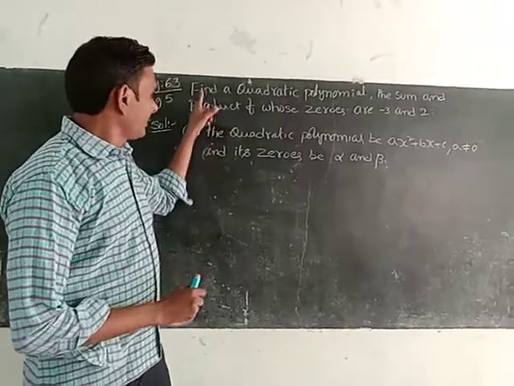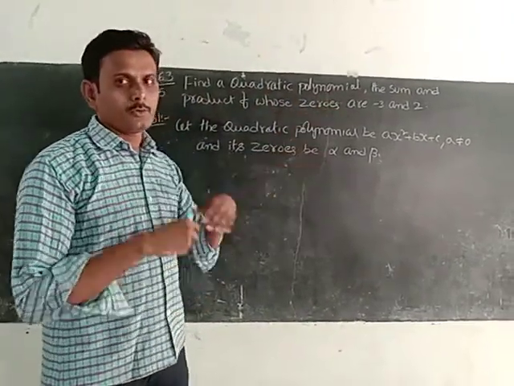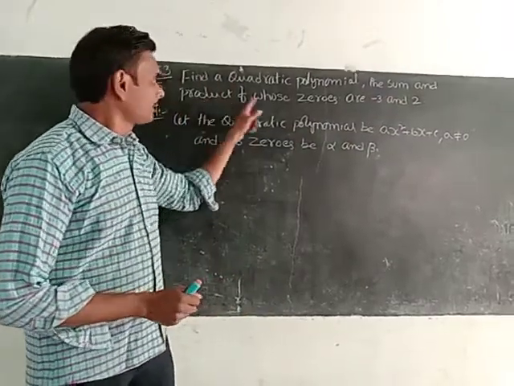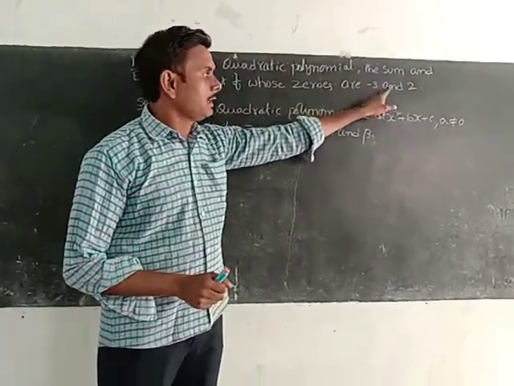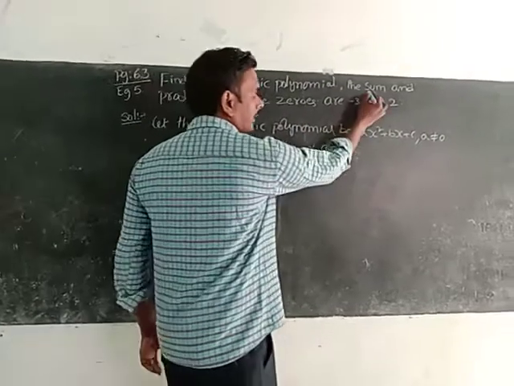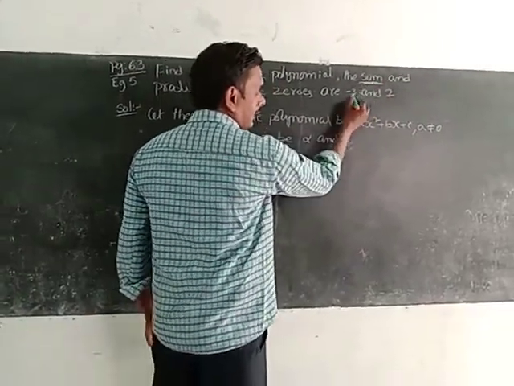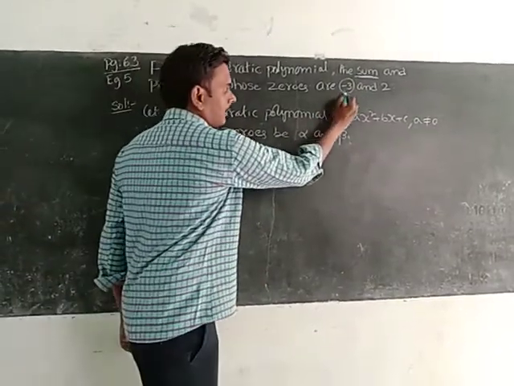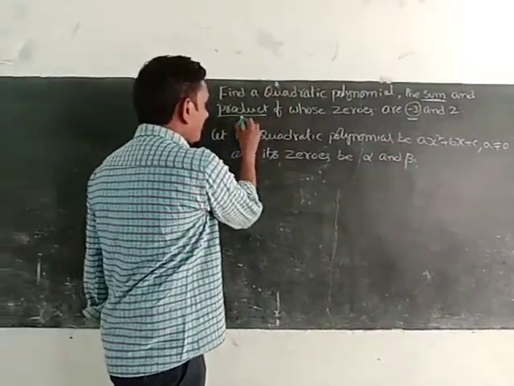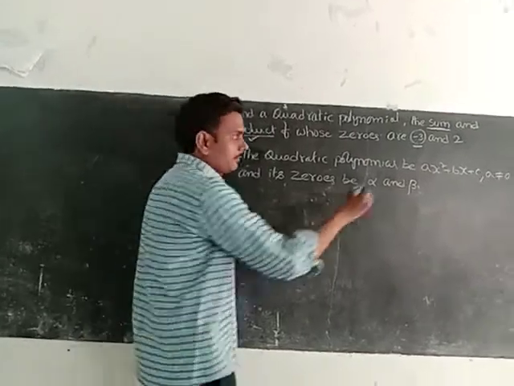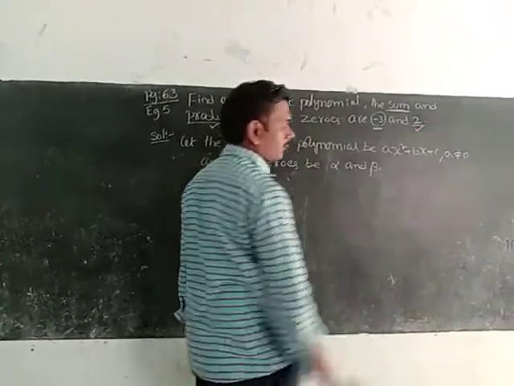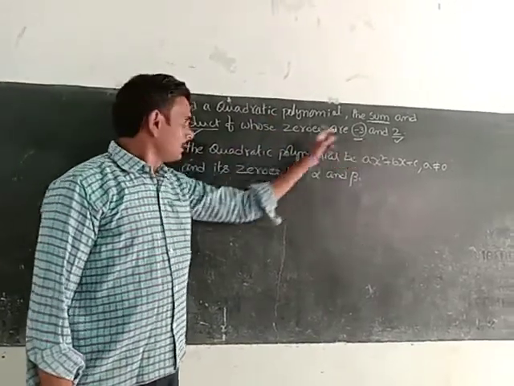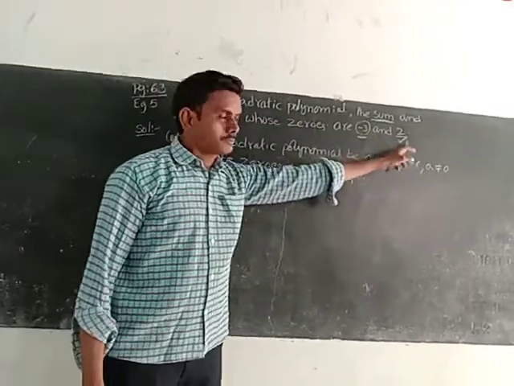What is the question given? Find the quadratic polynomial. Then the sum and product of whose zeros are -3 and 2 is given. First, the sum is given: the first number is the sum. Next, the product is given: 2 is taken as the product. So the first number is the sum and the second number is the product.